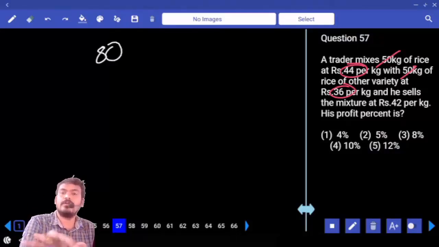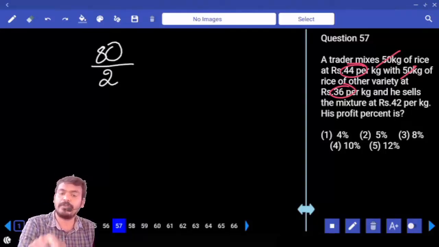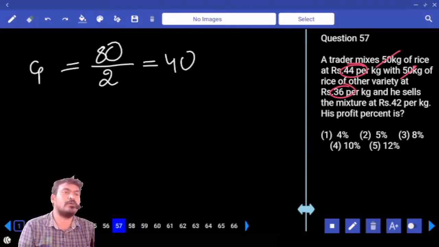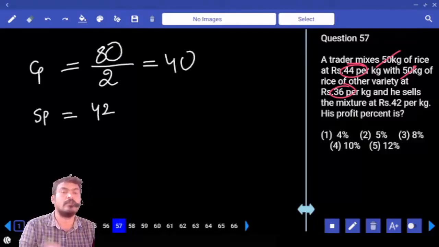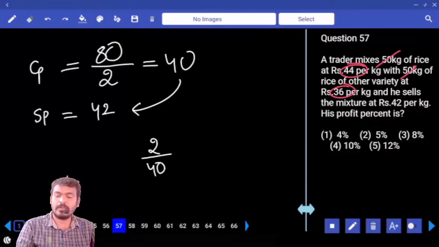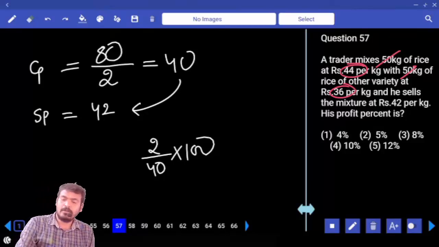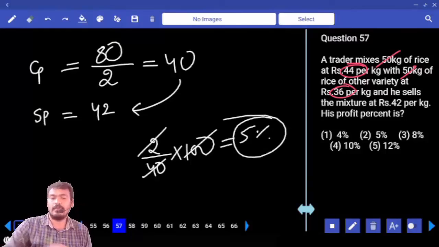The total cost of 2 kgs is 80 rupees. What is the per kg cost of the mixture? 80 by 2, that is 40. That 40 is the cost price of 1 kg. But the selling price of the mixture per kg is 42 rupees. So 2 rupees is the profit. 2 upon 40 multiplied by 100. We require percent. 2 over 40 is 1 over 20, and 100 by 20 is 5. We are getting 5%.